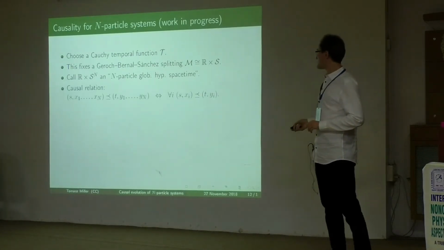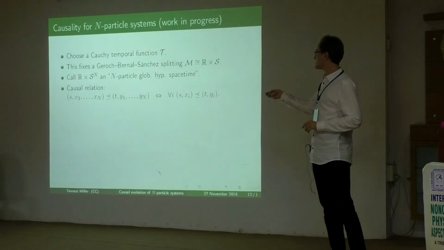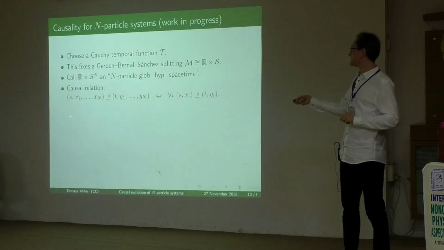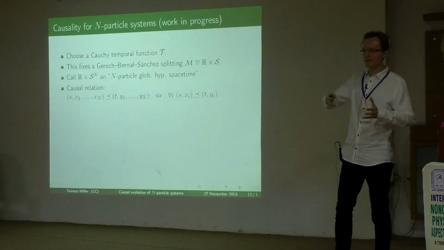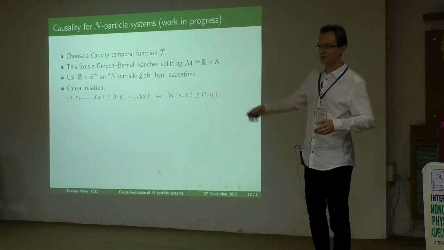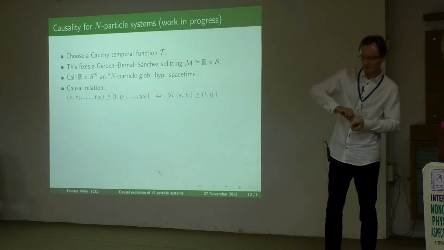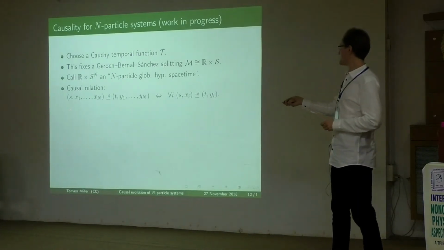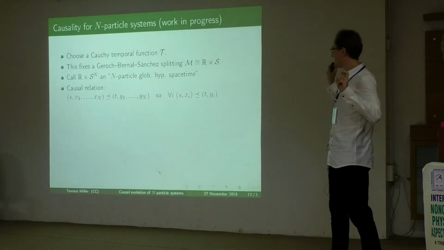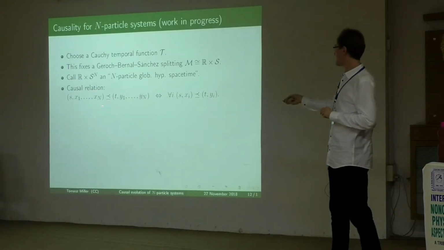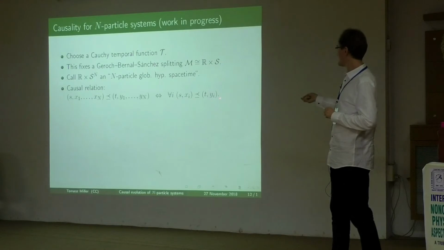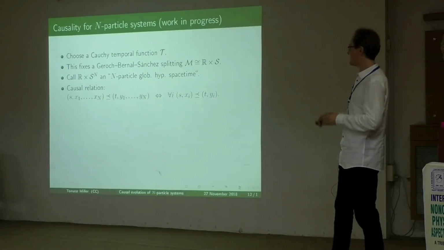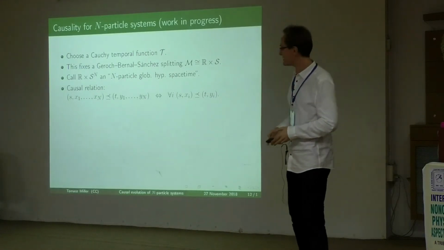And then we can also quite naturally define a causal relation on this n-particle globally hyperbolic spacetime simply by demanding that every particle, from the first one to the nth one, can only flow causally. Right? So we say that two n-events are causally related if and only if the ith event is causally related in the usual sense.